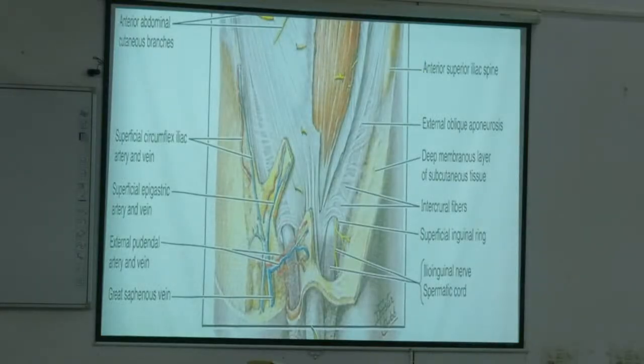See, this is the superficial inguinal ring, and this is the spermatic cord coming out through this ring, and this nerve is the ilioinguinal nerve. Okay, and in the male it enters into the scrotum. These are the arched fibers forming the roof, formed by the internal oblique and transversus abdominis. Okay.